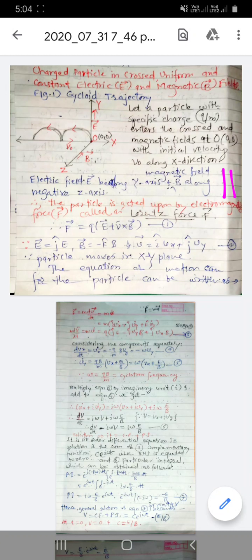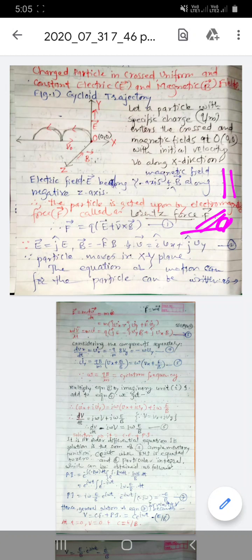The particle is acted upon by the electromagnetic force, called the Lorentz force. In the first article, it was the electrostatic force. In the second article, it was the magnetostatic force. When both the fields are combined, the resultant force acting on the charged particle is the Lorentz force, expressed here as equation number 1: F bar is equal to q times (E bar plus v bar cross B bar). I think it is clear to you.